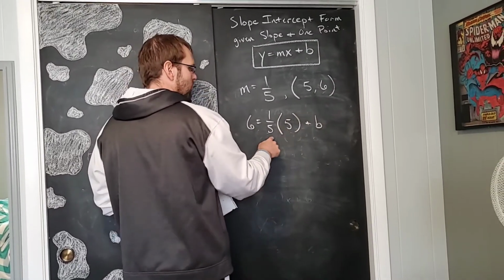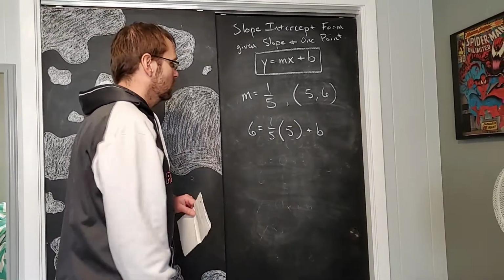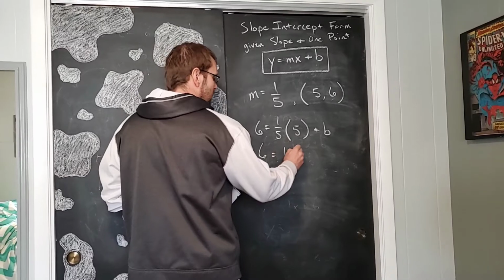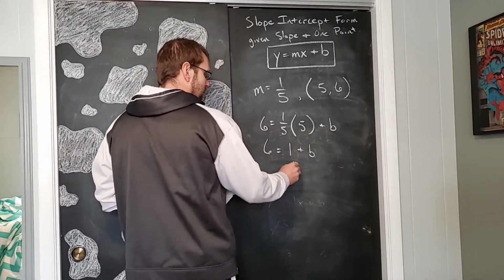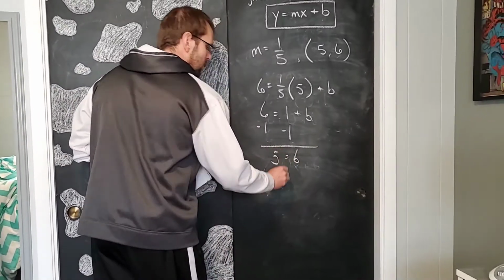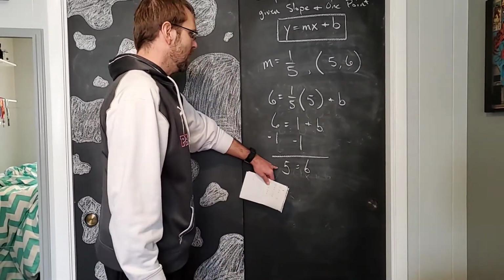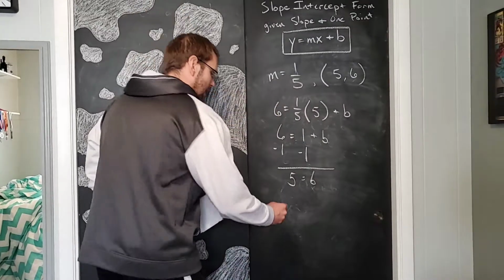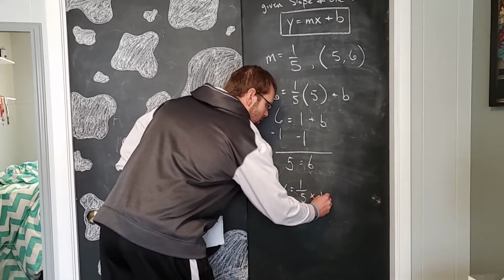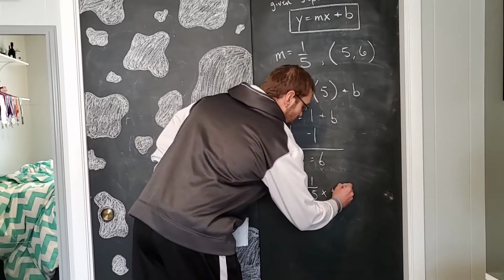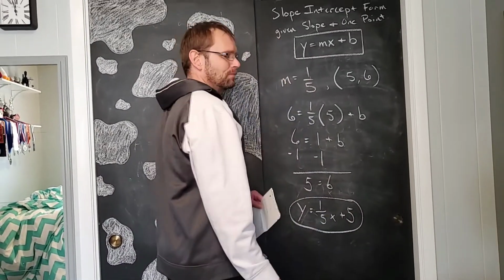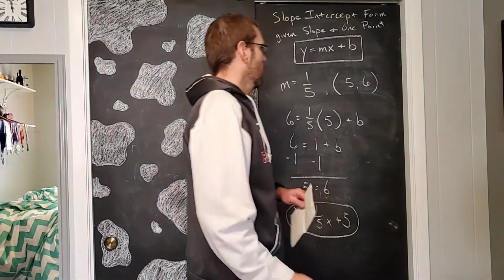Now 1/5 times 5, you can use your ABC button on your calculator for this. 1/5 times 5 is actually just 1. So I end up with this. This time I have to subtract that 1 out of there to get b by itself. And I end up with b equals 5. Now if b is 5 and m is 1/5, I write my answer. Y equals 1/5 x plus 5. That'd be my answer.